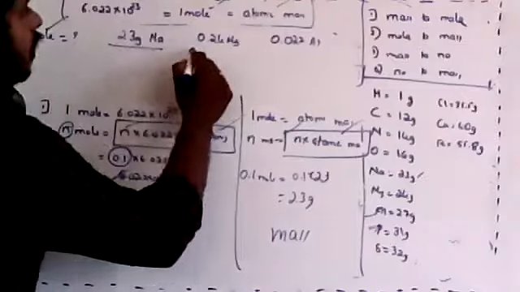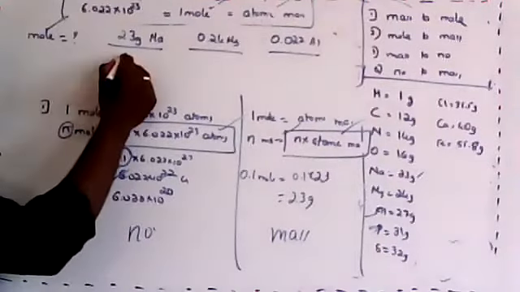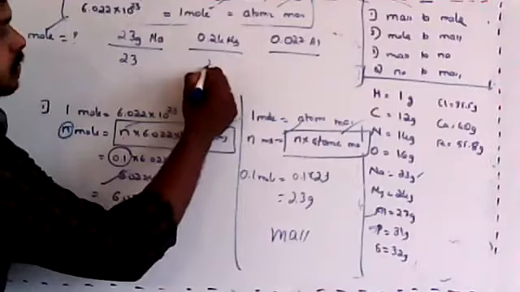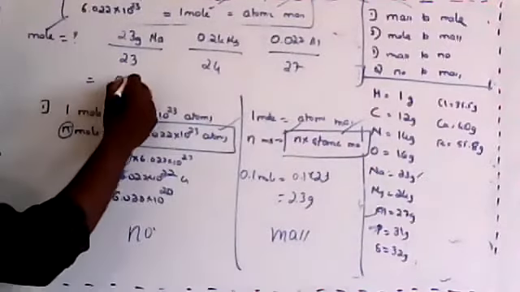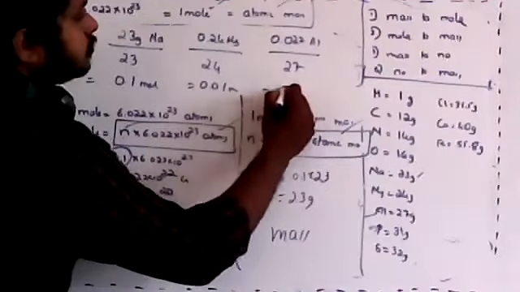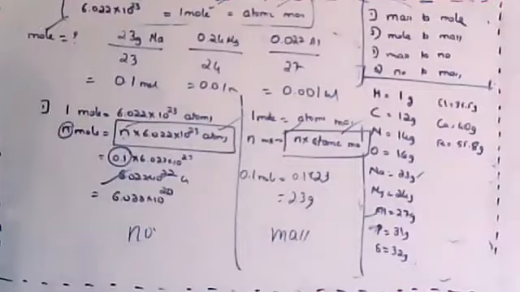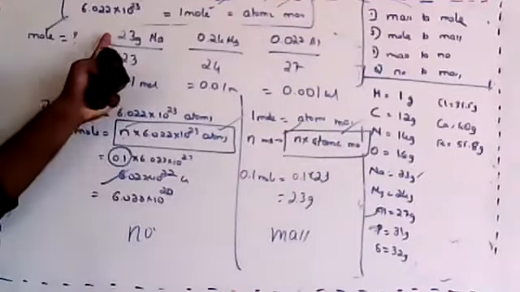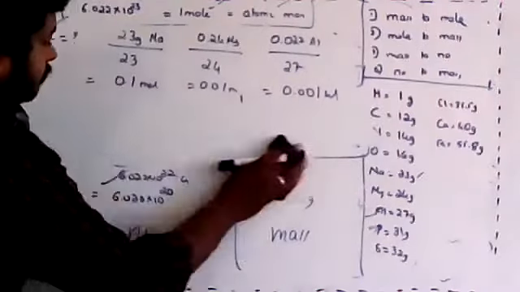Just divide all these things by its atomic mass. For example, sodium atomic mass is 23, magnesium atomic mass is 24, aluminium atomic mass is 27. Then this will be 0.1 mole, this will be 0.01 mole, this will be 0.001 mole. Yes, Prithvi, got it? So when a mass is given, divide by the atomic mass.